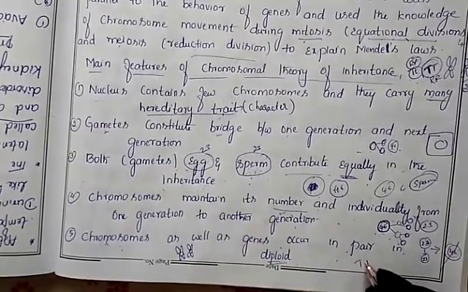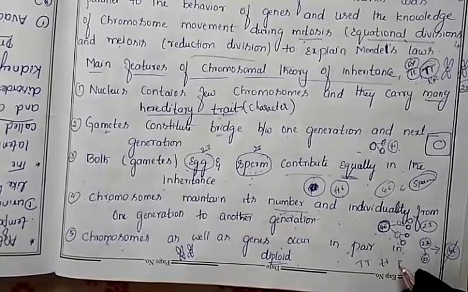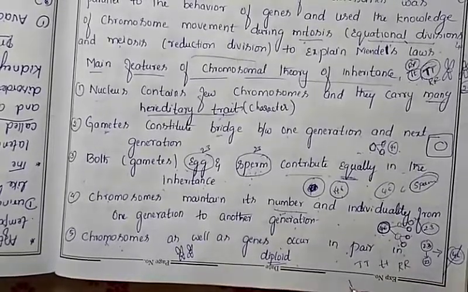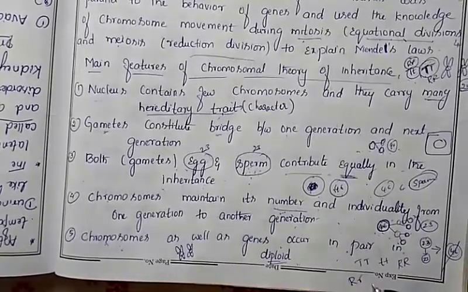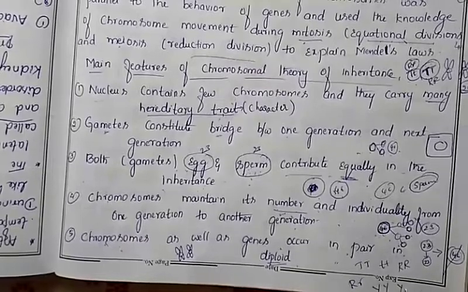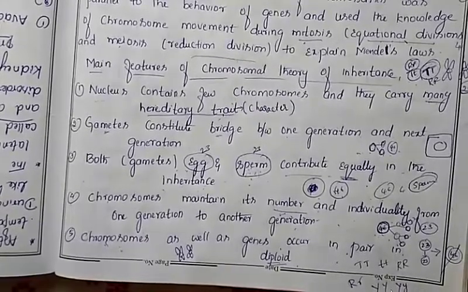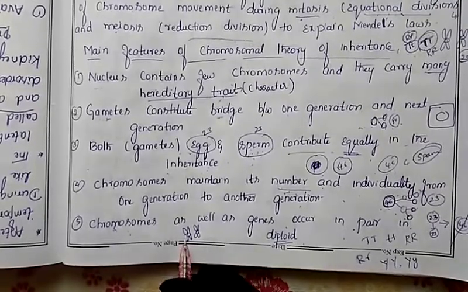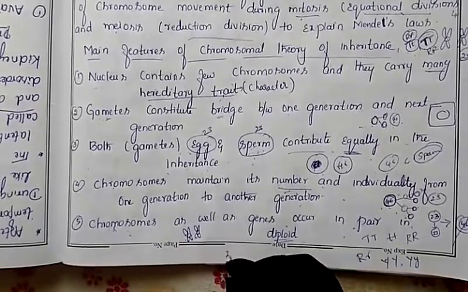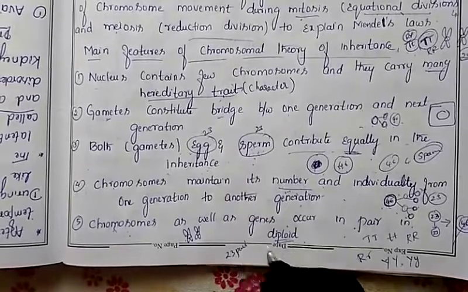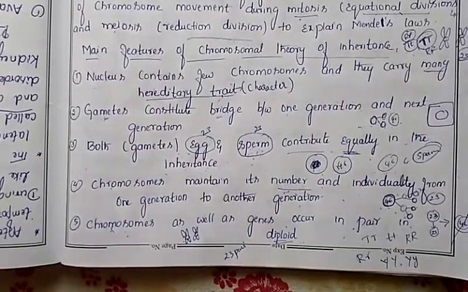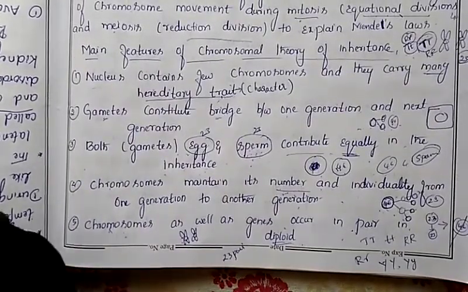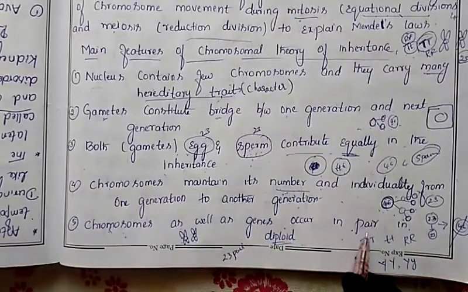So that's why we write capital T, small t, small r, capital R, small r. In this pattern we will write capital Y, or capital Y, small y. So always we write the genes in this pair manner. Even the chromosomes we write in the pair manner. So we mention the chromosomes as 23 pairs. So the 46 always are present in the pair manner. So that's why chromosomes as well as genes are in a pair in diploid condition.